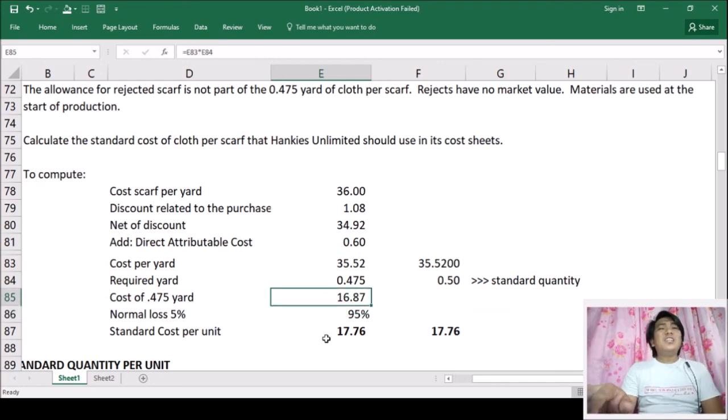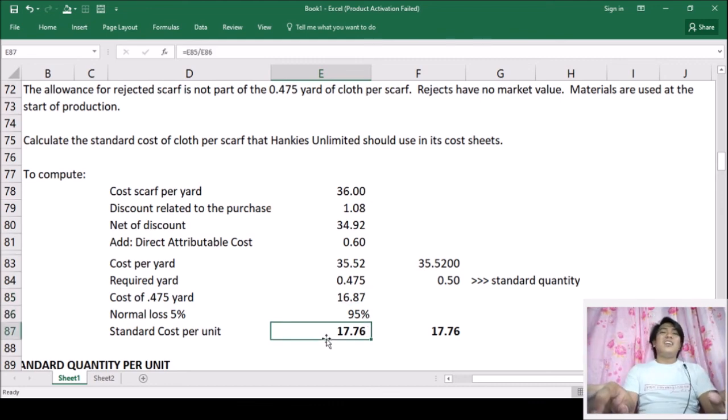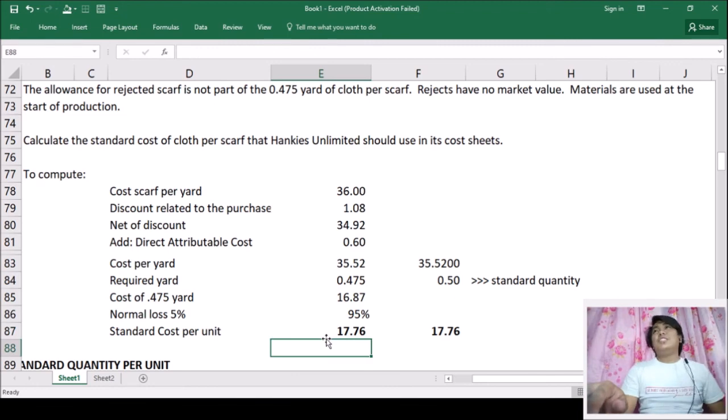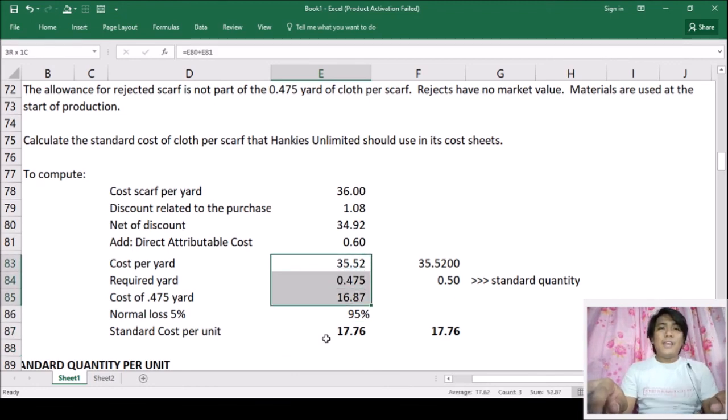So we need to determine what is the value of the cloth of the first scarf, assuming that there were no rejected. So we need to divide that, no, para ma-work back siya at 17.76. So 16.87 divided by 0.95, that is 17.76. That's one way of computing the standard cost per unit.